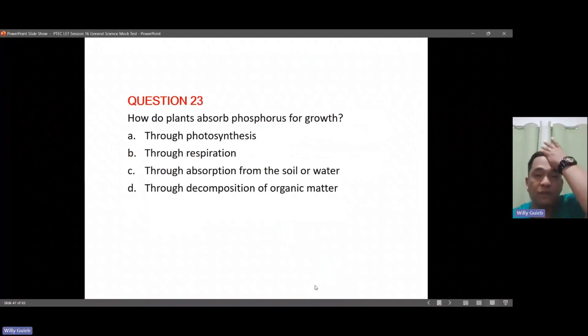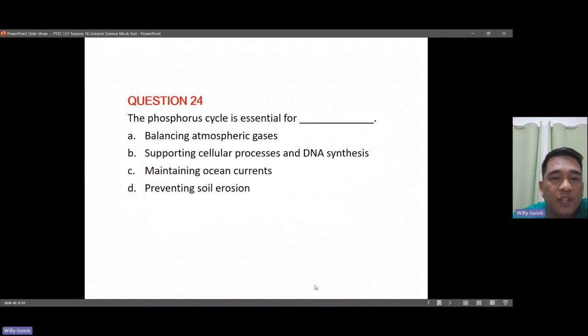23, how do plants absorb phosphorus for growth? A, through photosynthesis, B, through respiration, C, through absorption from the soil or water, or D, through decomposition of organic matter. For question number 23, ang sagot natin dito ay absorption from the soil or water. 24, phosphorus cycle is essential for balancing atmospheric gases, supporting cellular processes and DNA synthesis, maintaining ocean currents, or preventing soil erosion. Ang phosphorus ay essential for the support, no, into cellular processes, including the DNA synthesis.